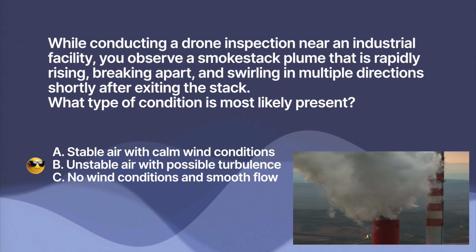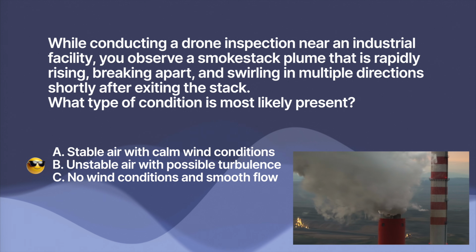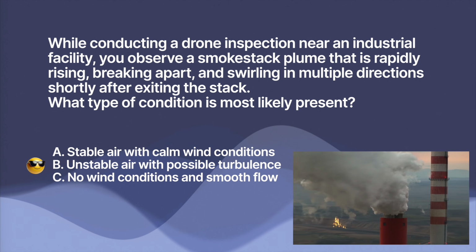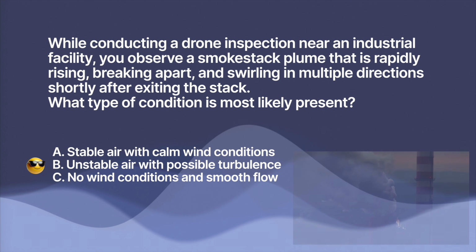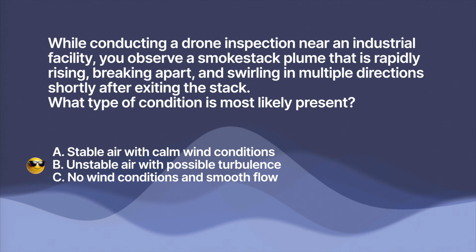The correct answer here will be B, unstable air with possible turbulence. Now, the key words that you need to pay attention to in the question will be rapidly rising, breaking apart, swirling in multiple directions. The smoke drifting and sporadically moving up and down like it's crazy tells you that the air is unstable, and this is what the FAA is looking for. It's a tricky question. They want you to understand that when you're flying around a smokestack plume, the air can affect the movement and control of your drone, so that you understand how to avoid any issues when you're flying.